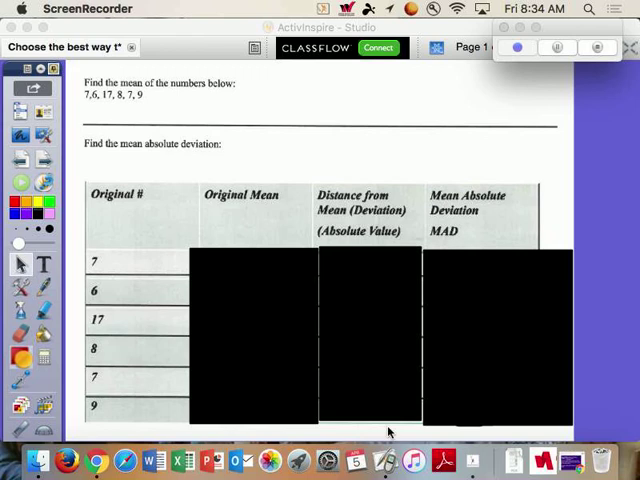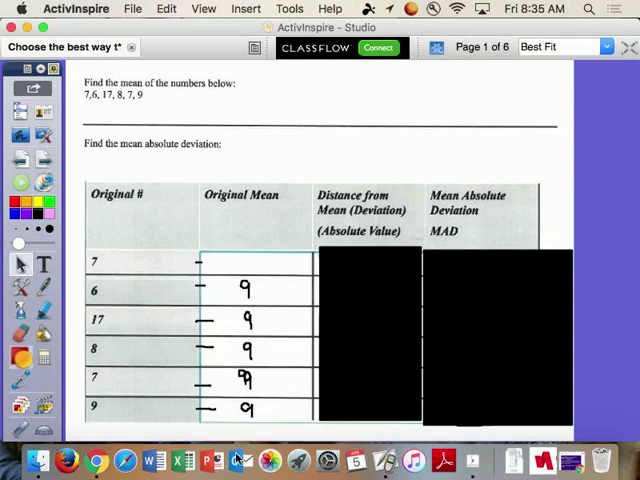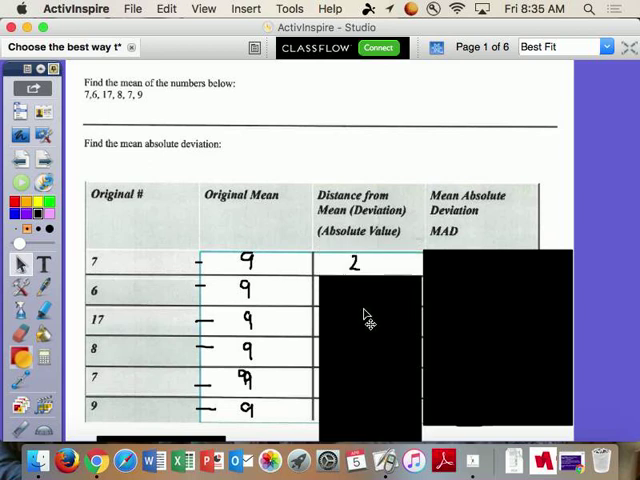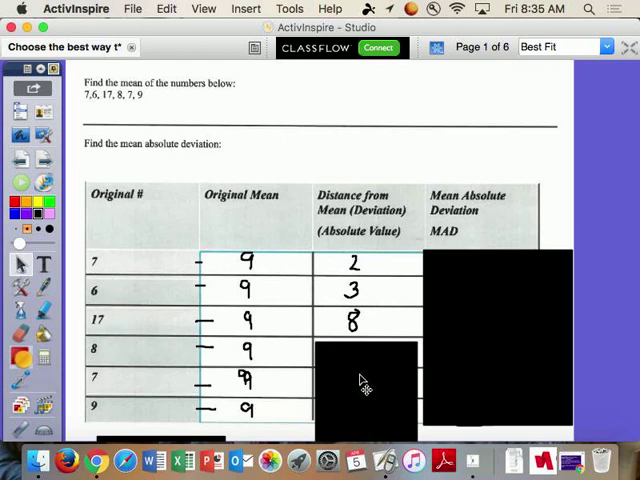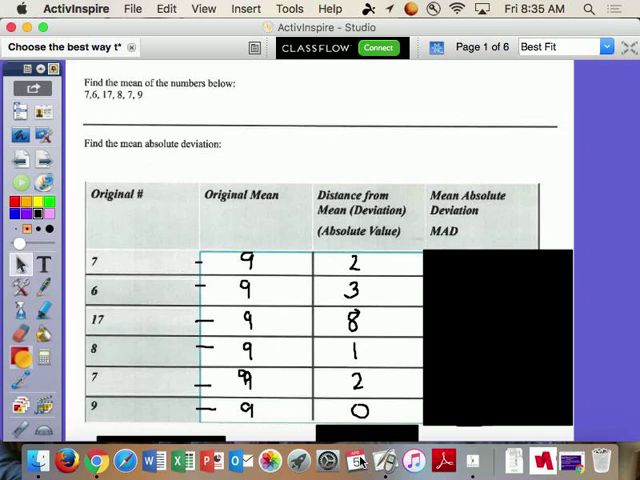So we have a nice little table here, okay? Here's our original 6 numbers. If I take these 6 numbers and find the mean, I find that the mean is 9. Then it says distance from mean. So how far is 7 to 9? 2. 6 to 9, 3. 17 to 9, 8. 8 to 9, 1. 7 to 9, 2. 9 to 9, 0.